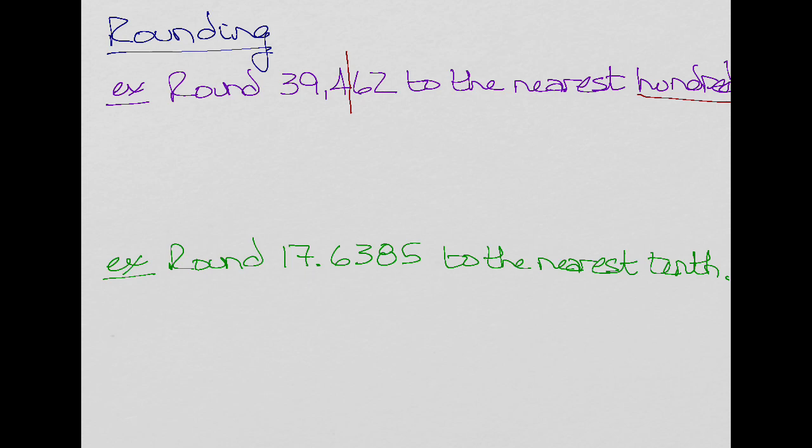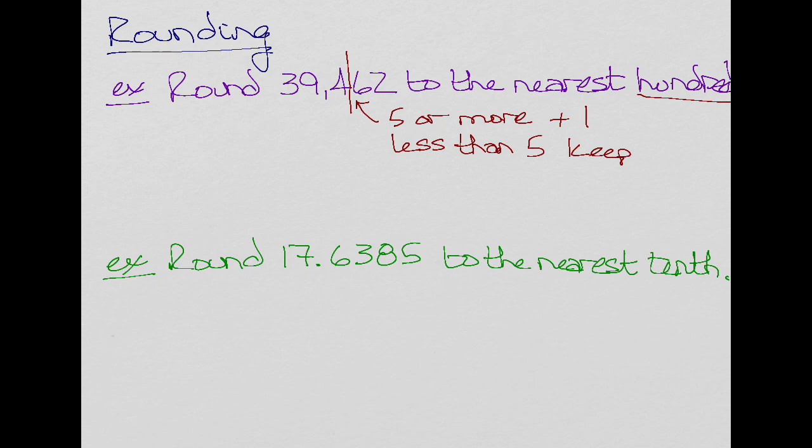I'm going to look one place to the right of my line. There's a 6 there. If that number is 5 or more, I'm going to add 1 to the number to the left of my line. If it's less than 5, I'm going to keep the number to the left of my line the same.